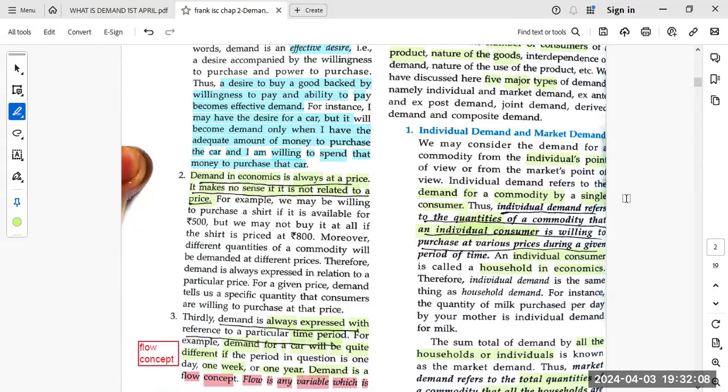Yeah. So individual demand refers to the quantities of commodity that an individual consumer is willing to purchase at various prices during a given period of time. Now here your answer, Rohan, is getting answered. You said, what if the price changes in between? So individual consumer is willing to purchase at various prices. When I tell the word various prices, that means demand price can fluctuate. It can increase, it can decrease.